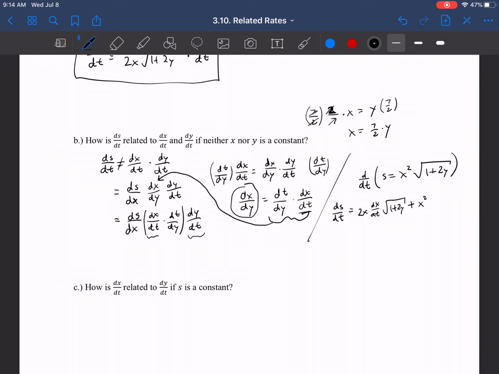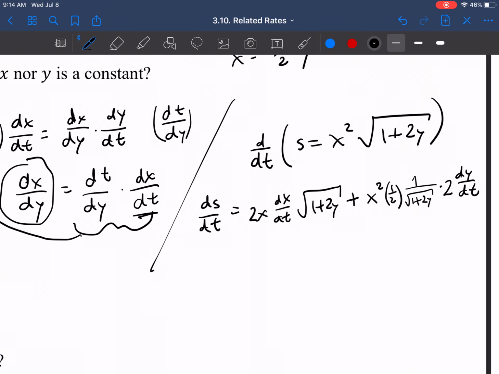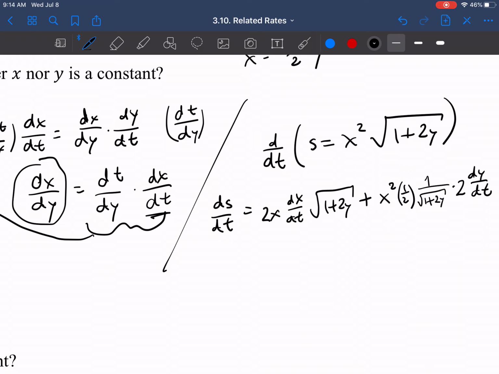And now we have to do the derivative of the square root. Bring the 1/2 out, because square roots are a 1/2 exponent, and then make it the negative 1/2 power, which is 1 over the square root of 1 plus 2y, times the derivative of what's on the inside. The derivative of 1 is 0, the derivative of 2y is 2, and then dy/dt. Sorry, I know I crunched that in there, but there you go. And that's ds/dt.